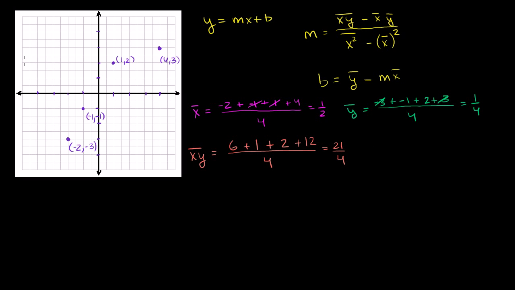And then finally, in a new color, we want the mean of the x's squared. That is going to be equal to -2 squared is +4, plus -1 squared is +1, plus 1 squared is 1, plus 4 squared is 16, all of that over 4. So 4 plus 2 is 6, plus 16 is 22 over 4. 22 over 4 is the same thing as 11 over 2.